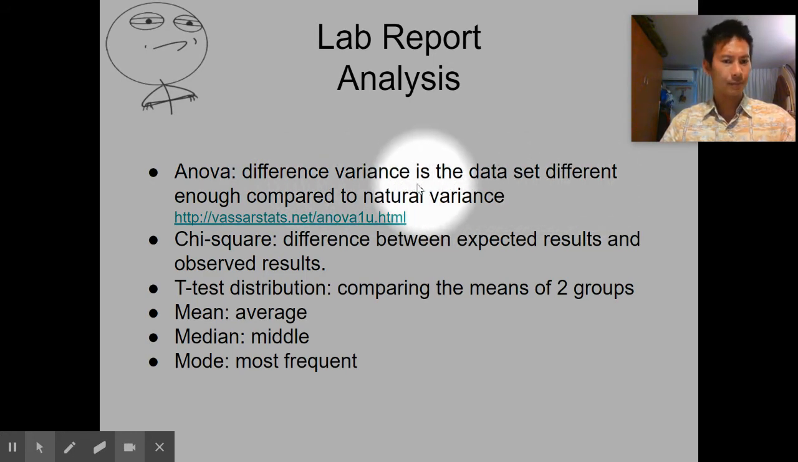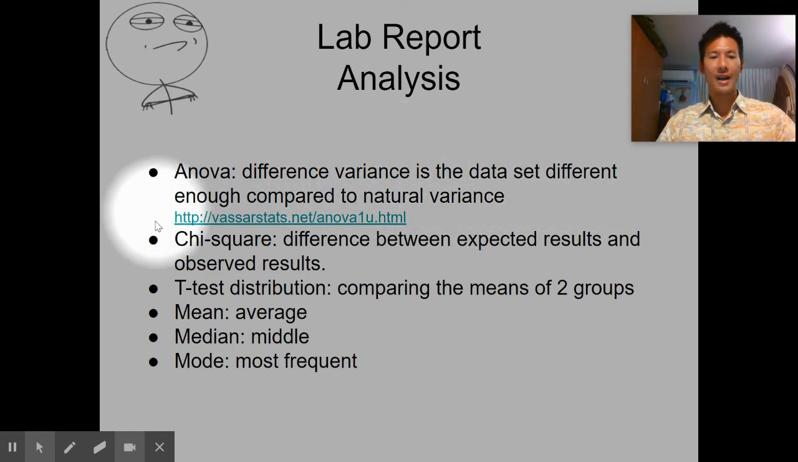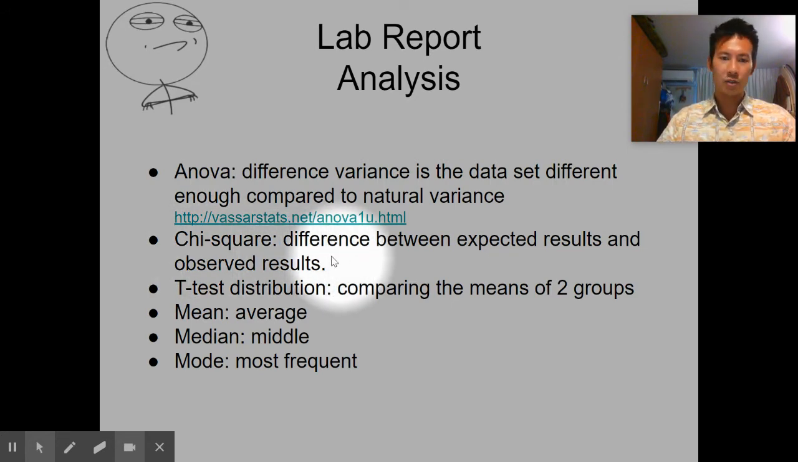Next is a chi-square distribution. Your chi-square measures the difference between the expected or calculated results and the actual observed results. If you were to do research in chemistry, they do use this one a lot, the chi-square. It's also used a lot in ecology or environmental studies as well.